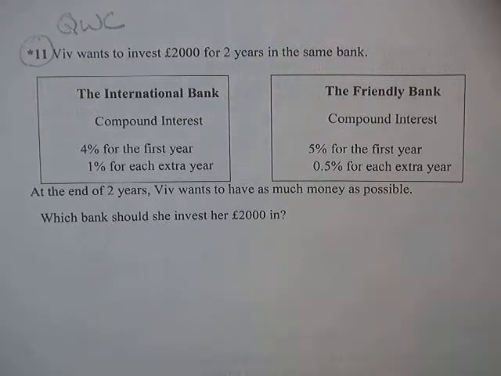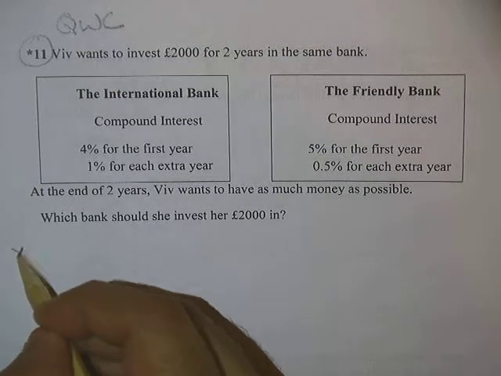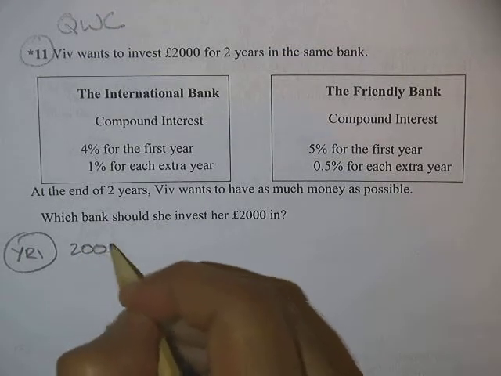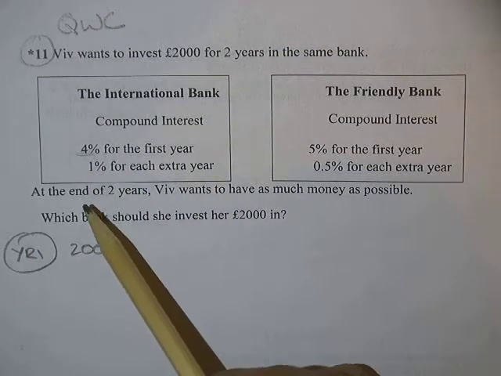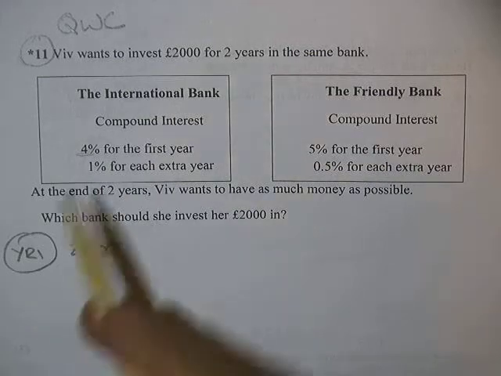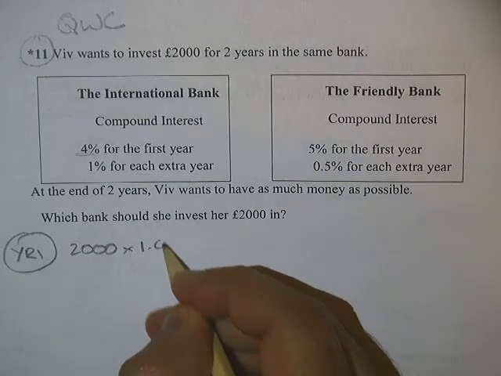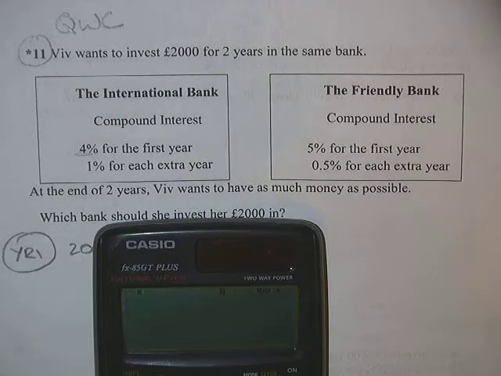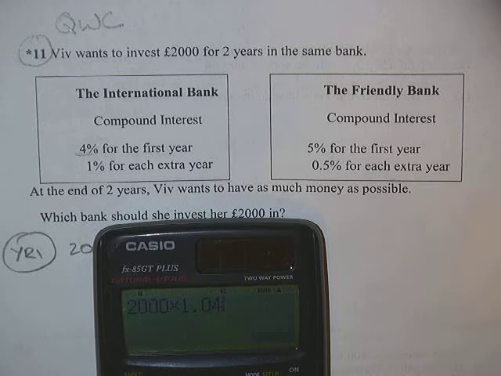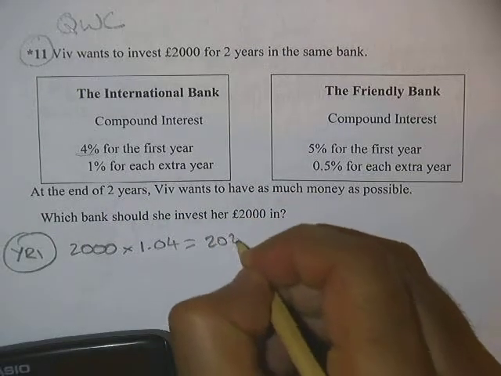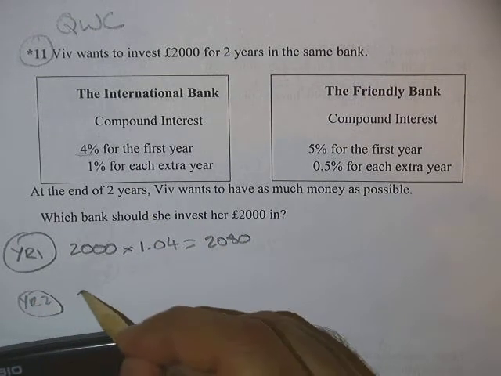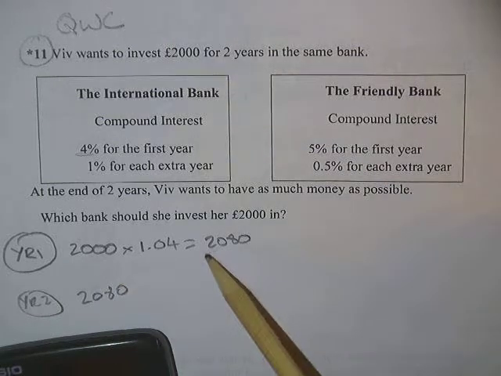So we'll start with the first bank, which is the international bank. Year 1, £2,000. Now our multiplier, I shouldn't even have to do the working out for you, should be times 1.04, a 4% increase on your investment for the first year. 2,000 times 1.04 equals £2,080. So year 2 in the same bank, we read on. That's your new value in the bank.